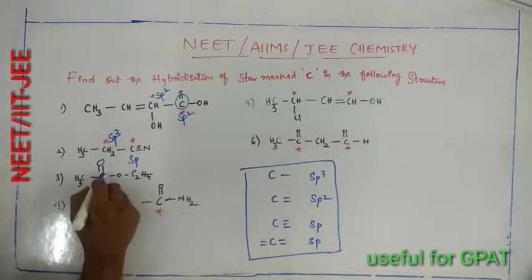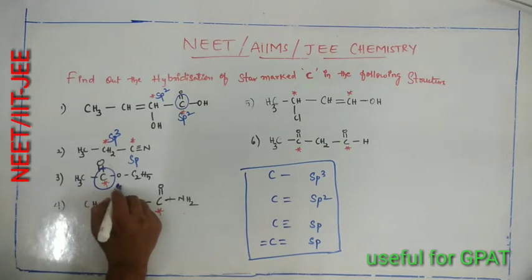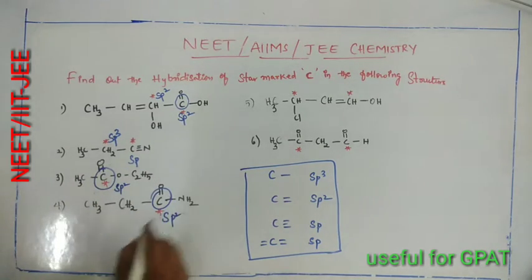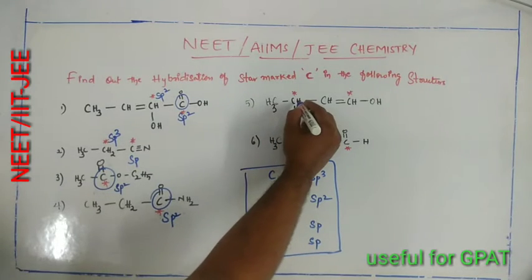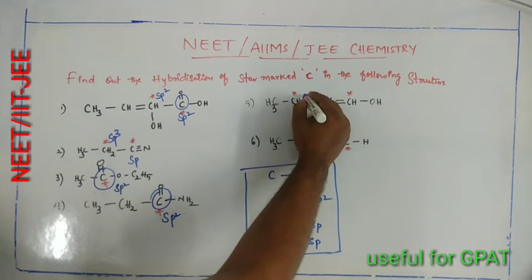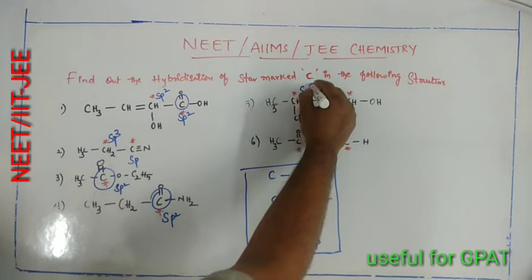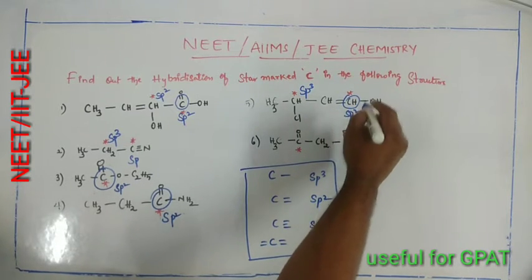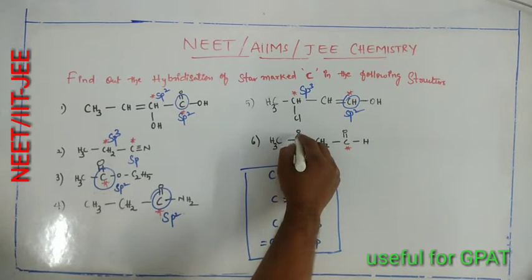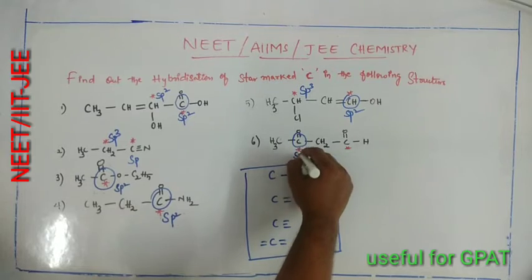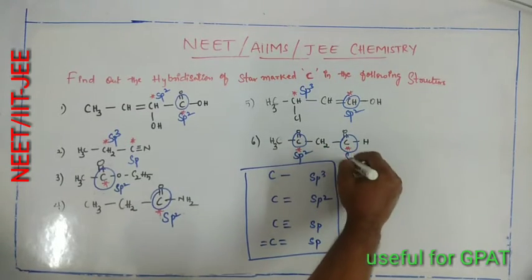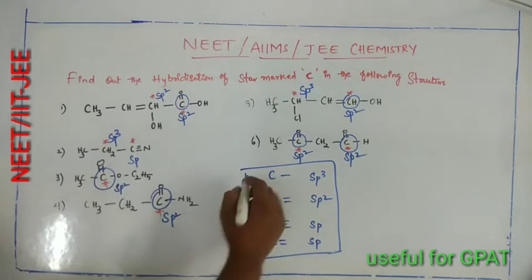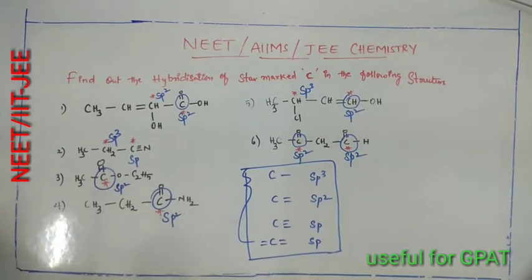Here the carbon has a double bond, so sp2 hybridization. Here the carbon has a double bond, so sp2 hybridization. In this one the carbon has all single bonds, so sp3 hybridization. Having a double bond, so sp2 hybridization. In this one also the carbon has a double bond with oxygen, so that is sp2 hybridization. This is also sp2 hybridization. Based on this you can easily answer.